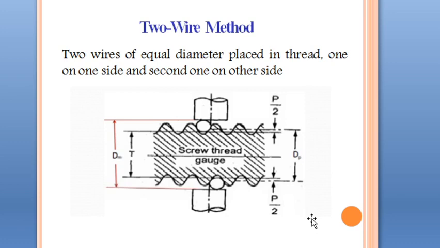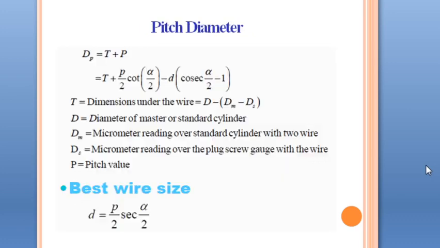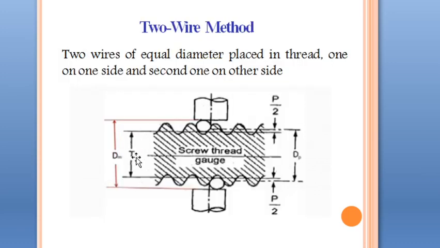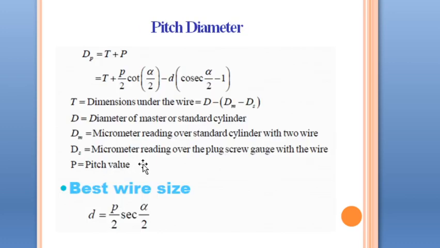Instead of using three wires, we can use two wires also. Here DP, this one DM, is the micrometer reading. T is the wire, both are placed opposite each other. Here we are using the formula, where T equals the dimension under the wire. So one wire here, another wire here. This is the distance between wires.